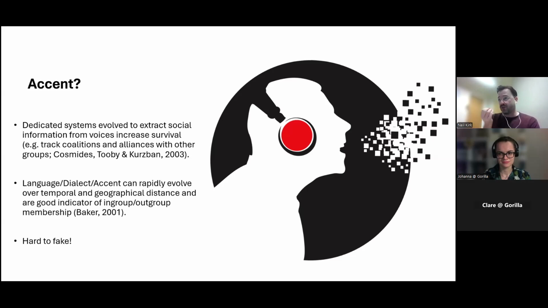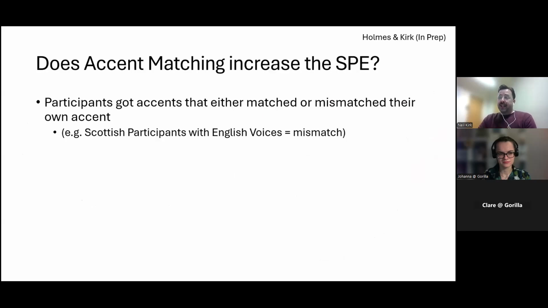So they actually are quite a strong signal of our social identity. I was interested in whether accent matching would have any effect on the SPE, the self-prioritization effect. So I ran a version of the paradigm where I had Scottish and English participants, and they were either given all Scottish voices or all English voices. So the accents of the voices either all matched their own or were a mismatch, much in the same way that Payne et al. had done for the gender matching. As I've said here, a Scottish participant with English voices would be the mismatched accent condition.